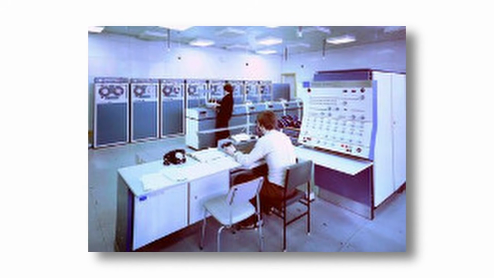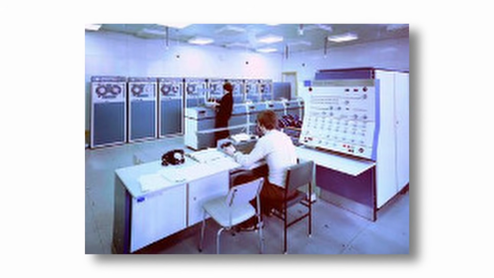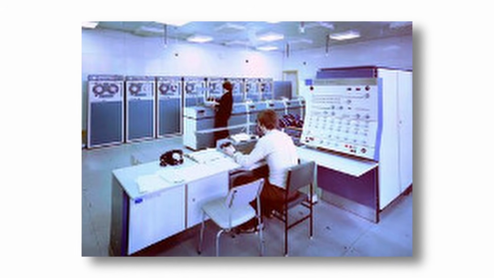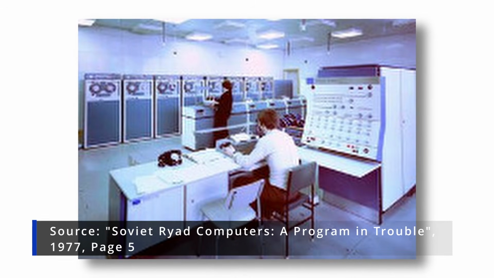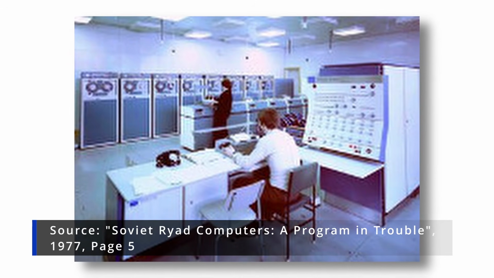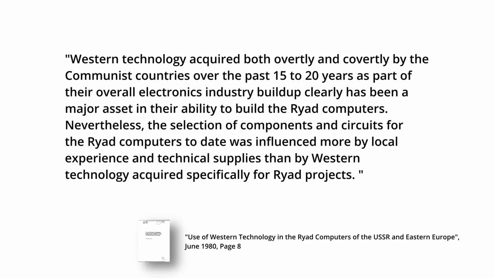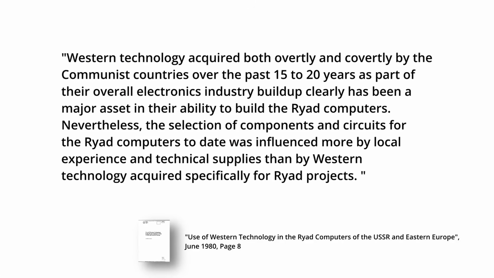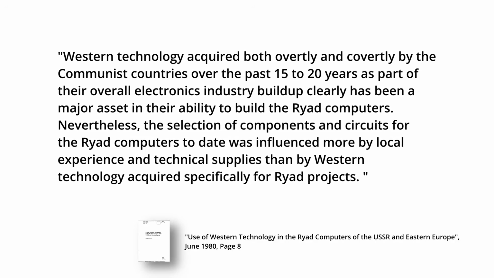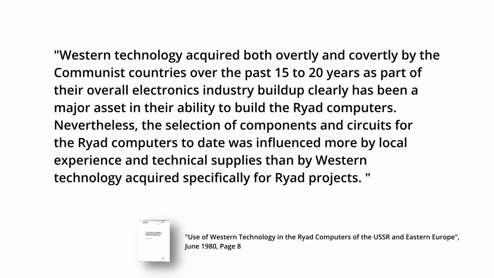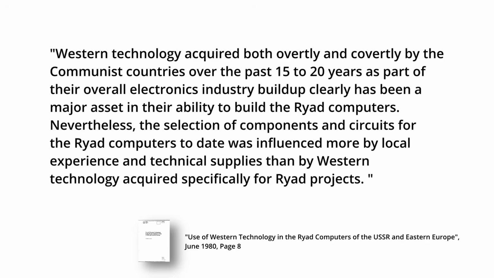According to the CIA, East Germany also received a lot of assistance from West Germany, including equipment and technical knowledge, things that helped their RYAD development immensely, obviously. According to another declassified CIA analysis of the RYAD program, Western technology acquired both overtly and covertly by the communist countries over the past 15 to 20 years as part of their overall electronics industry buildup clearly has been a major asset in their ability to build the RYAD computers.